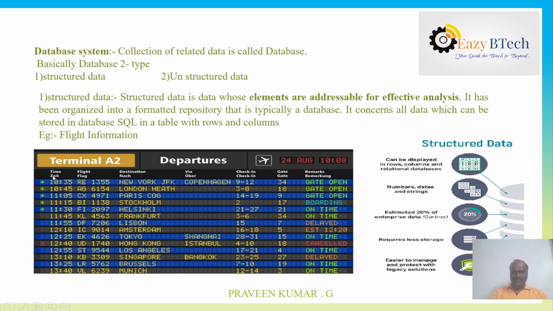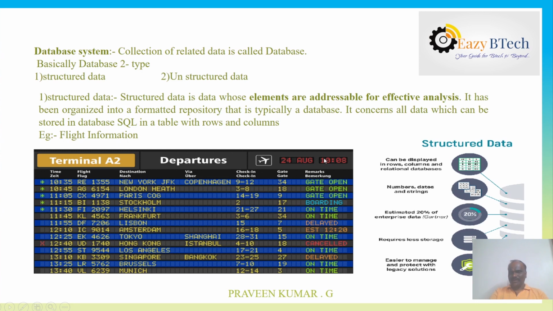Here we have a total of 8 columns, and the data is organized. Once you check, first, the New York flight. What is the status of the flight? The passenger can enter from gate number 34. The present status is gates open.